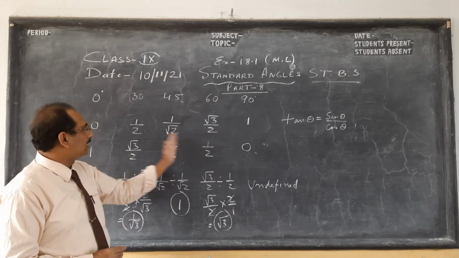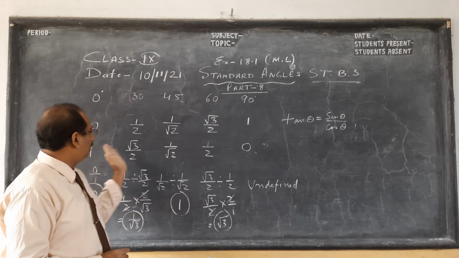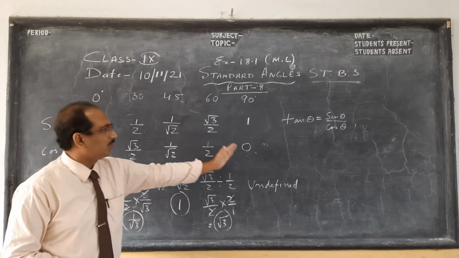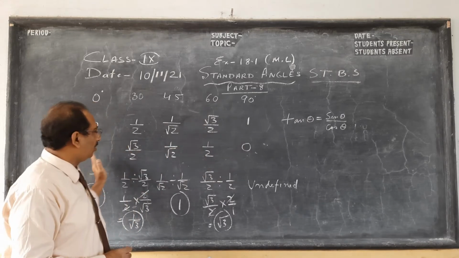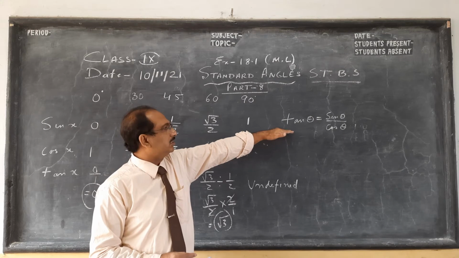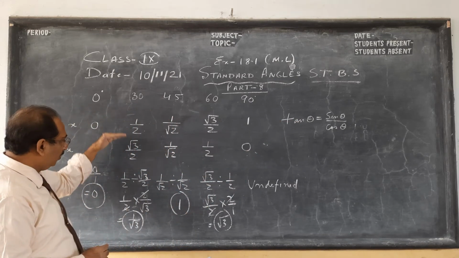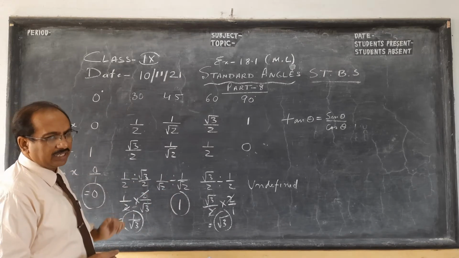Cos 60 is what is sine 30. I taught you in complementary angle. So sine 0 is cos 90, sine 90 is cos 0. And here we use this particular relationship: tan is sine by cos. Divide this by this, as I have shown you, and you get tan.